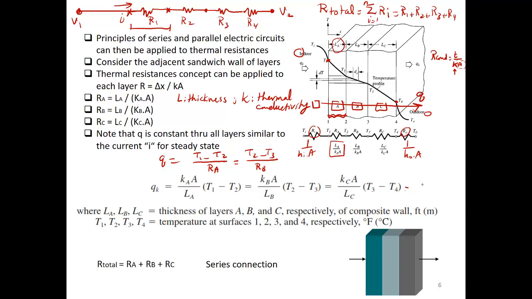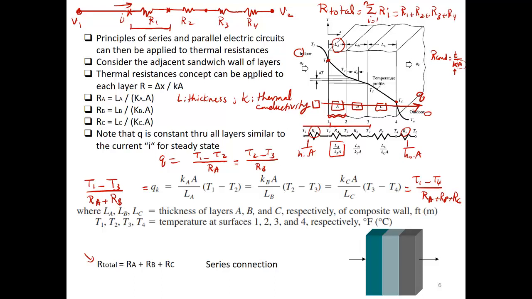Also, you can say, if you want, T1 minus T4 divided by R total, or RA plus RB plus RC, that's what I called here R, the total resistance. You can do any combination, and Q is still the same. It's equal also to, if you want, T1 minus T3 divided by, now we took from 1 to 3, so it's divided by the resistance for A plus resistance for B.